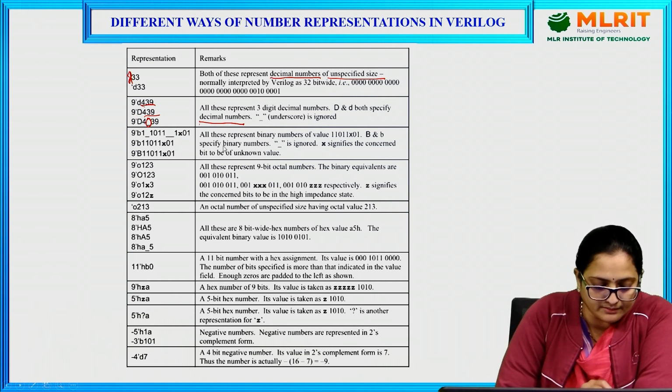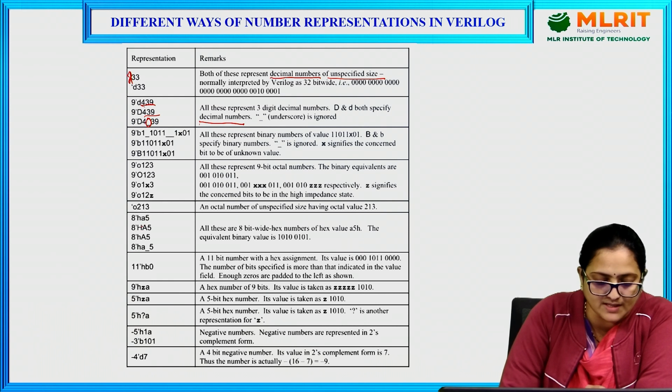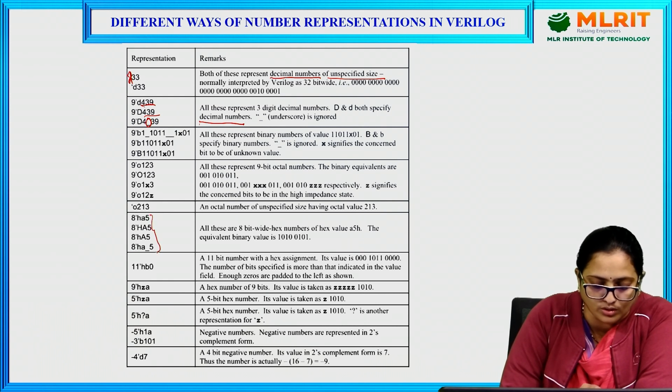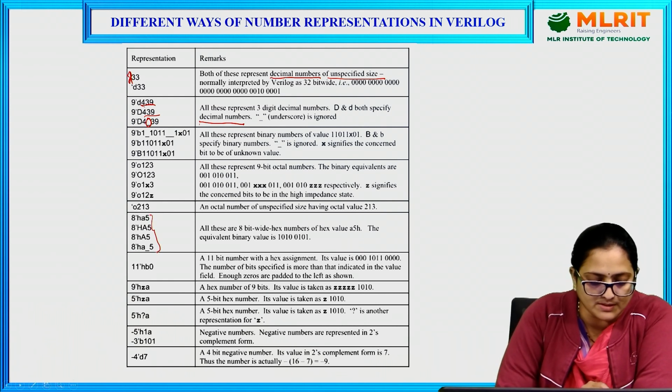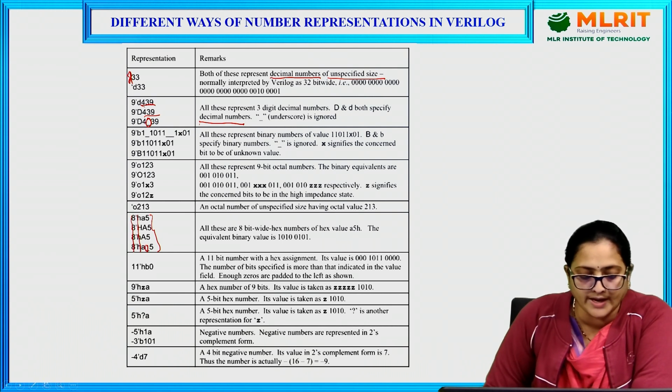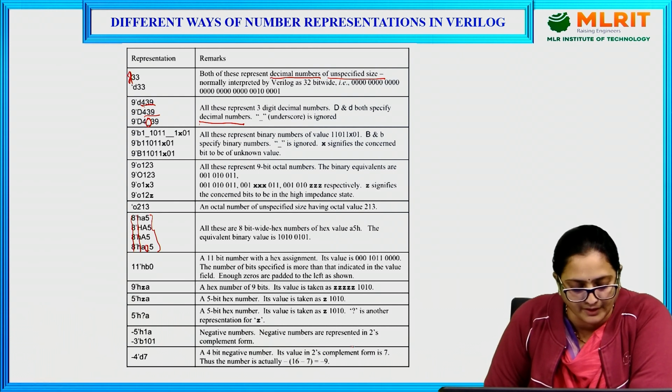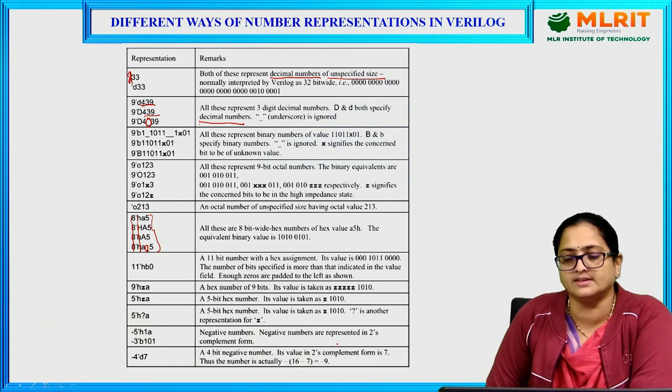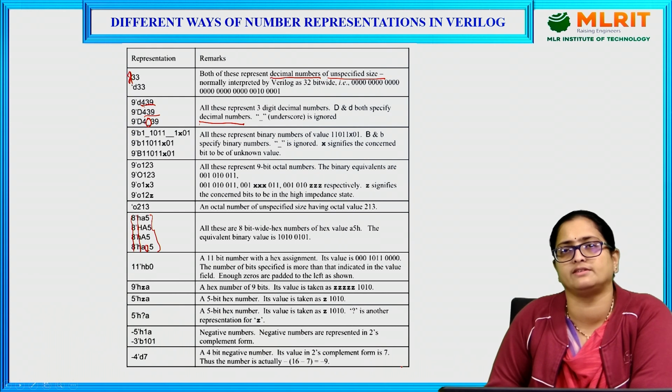Similarly, I will be taking this hexadecimal value. See, A5 is common for all the 4 variables, and this underscore can be ignored, and this H represents the hexadecimal values, and this 8 represents the 8-bit hexadecimal value of A5. These are some examples which can be represented in Verilog.